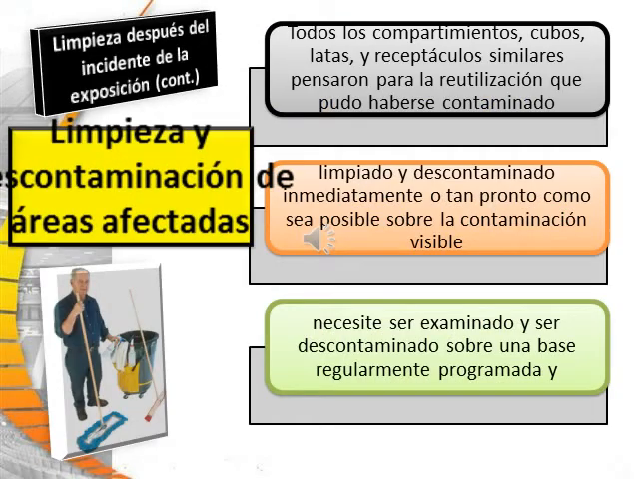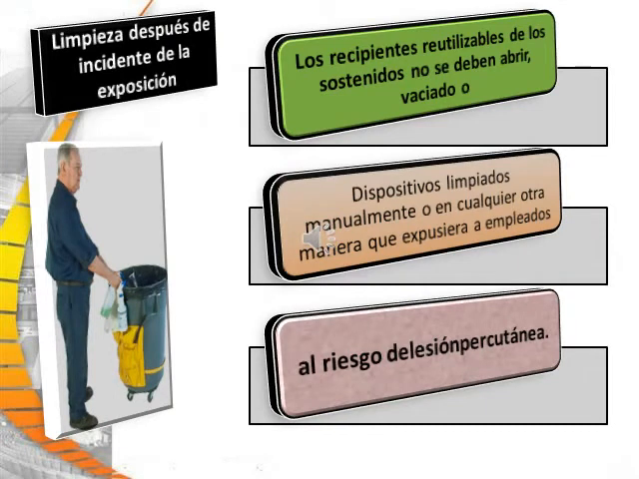Cleaning and decontamination of affected areas includes all bins, pails, cans, and similar receptacles intended for reuse which may have become contaminated. They need to be cleaned and decontaminated immediately, as soon as feasible upon visible contamination, as well as inspected and decontaminated on a regularly scheduled basis. Reusable sharps containers must not be opened, emptied, or cleaned manually or in other manners that would expose employees to the risk of percutaneous injury.